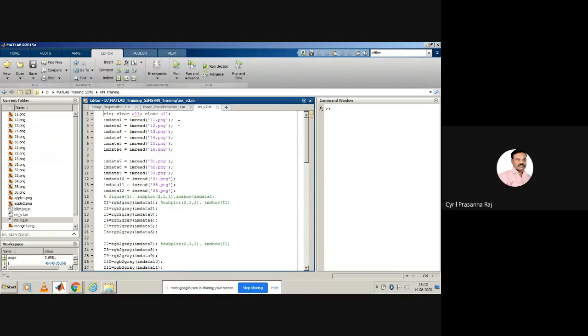I'm trying to read all the six images. As I said, there are six different ways of writing the numeral one. I'm reading each image, which is a PNG image, and storing it as IM data 1, data 2, 3, and so on. Similarly, you have another set, IM data 7 to 12, but these represent the number 3. The names of the images are 31, 32, 33, and so on.